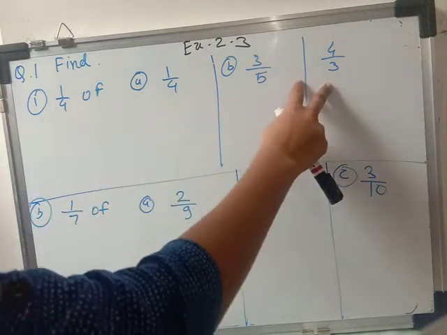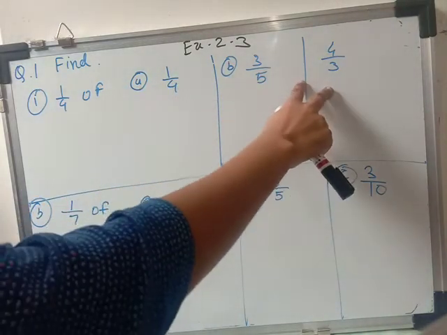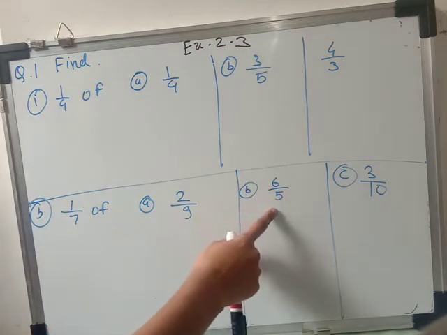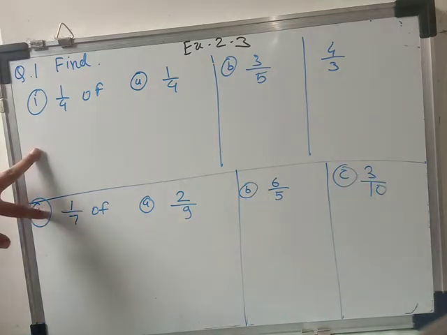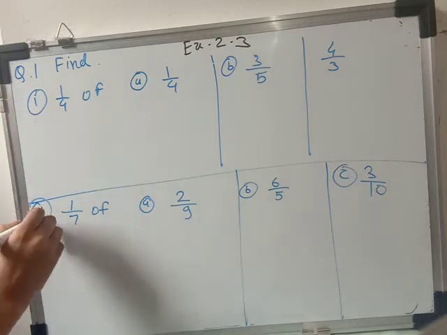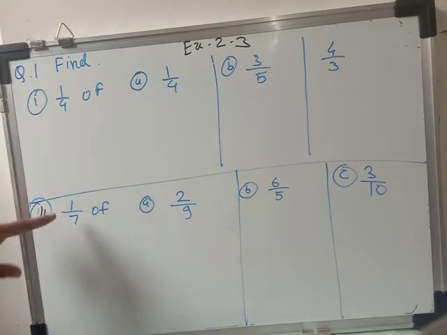So these three fractions are there, 1 upon 4 of how much, that we have to find. The previous one how we have solved, same way we have to solve. B question is 1 upon 7 of 2 upon 9, 6 upon 5 and 3 upon 10. Here two examples are there, A and B. Okay, 1 and 2 are there. So I am going to solve the second example.